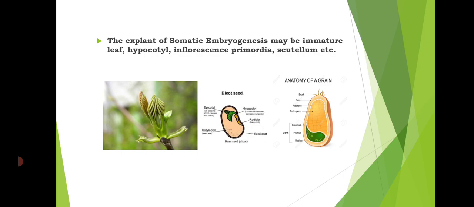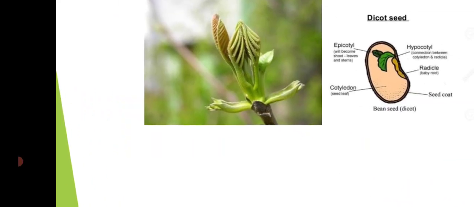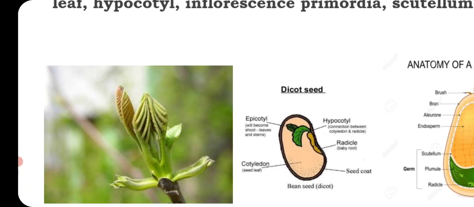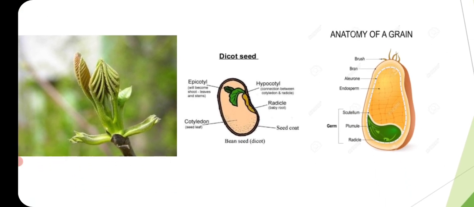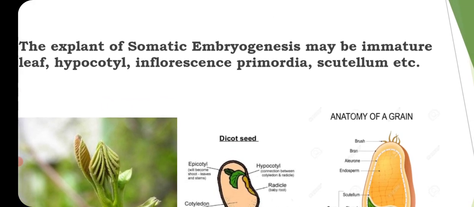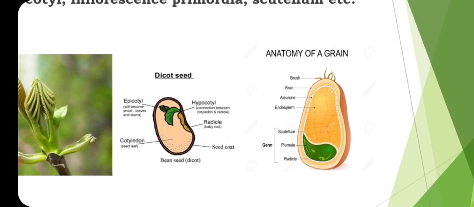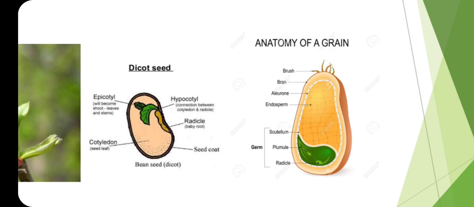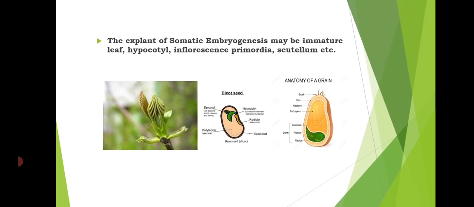And these are some examples of explants utilized in somatic embryogenesis. That may be mature leaf, that is very young leaves we can see here. Then the hypocotyl of the seed. Then scutellum and inflorescence primordia. Here we can see the scutellum area, in the case of cereal grains. All these can be used as explants for the development of somatic embryogenesis.